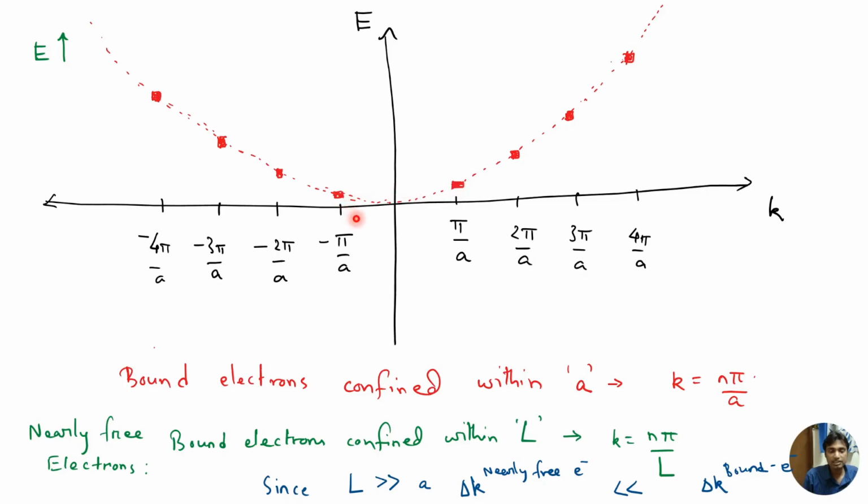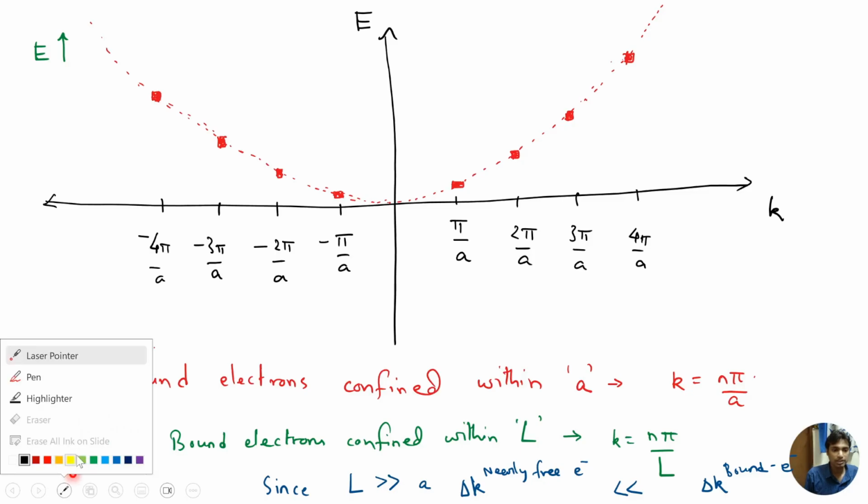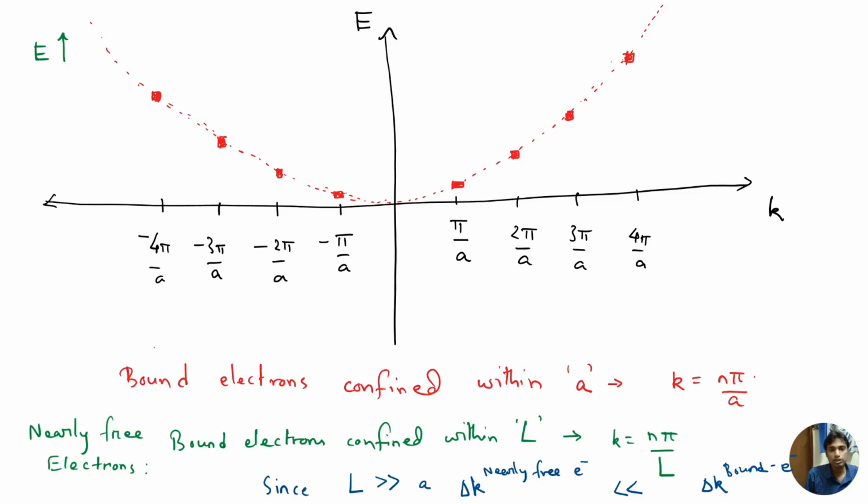Energy can take either this value. Here actually, if you see, it is symmetric along x and y, so this value is same as this value. So energy can take these values. So it cannot take any arbitrary value. So what we learned here is that confinement led to quantization of energy.